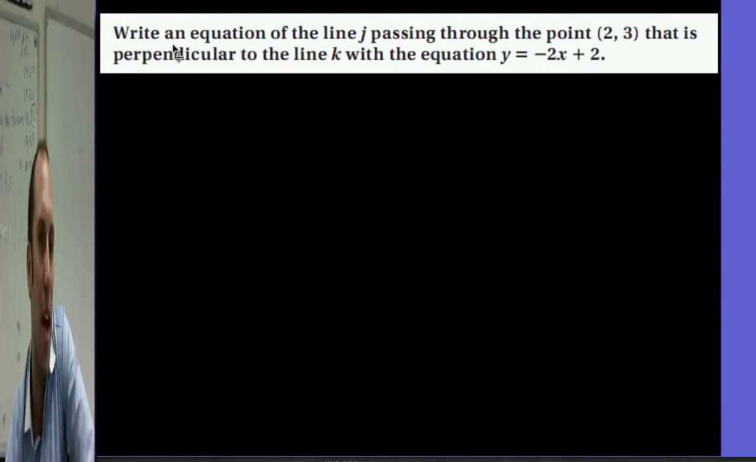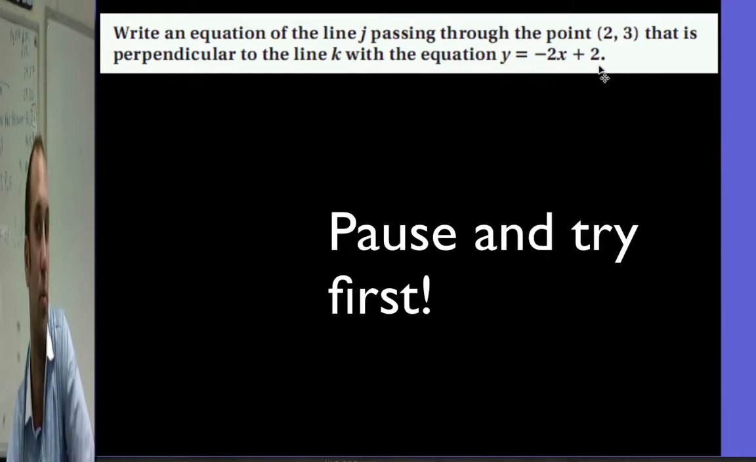Now I want you to write an equation of the line j passing through the point 2, 3 that is perpendicular to the line k with the equation y equals negative 2x plus 2. So why don't you try it first and then I'll show it for you.